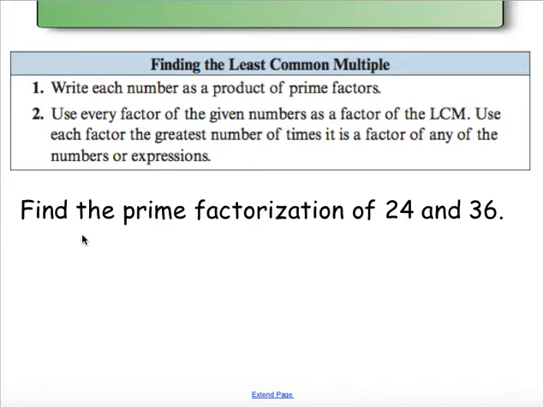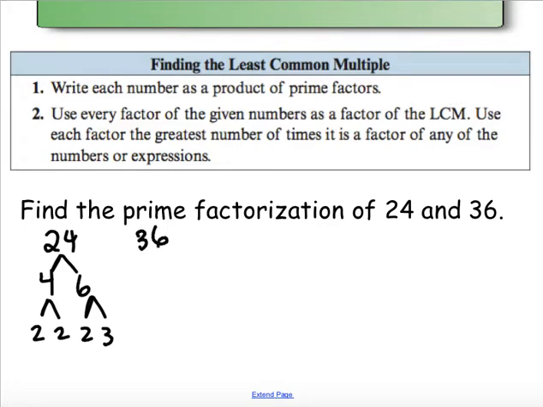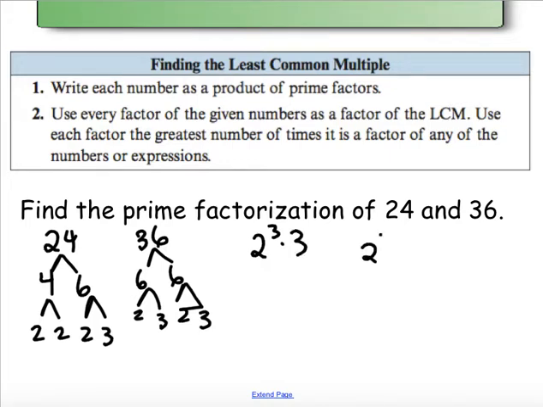So just like it says, we're going to write each of these as a product of its factors. So I'm going to take 24 and use our factor tree to split it up into 4 and 6, 2 and 2, 2 and 3. And we're going to split up 36 into 6 and 6, 2 and 3, 2 and 3. So we can say that 24 is 2 cubed times 3, and 36 is 2 squared times 3 squared.